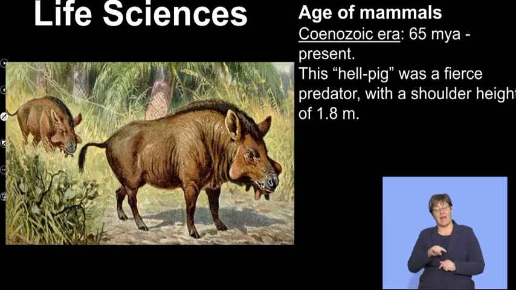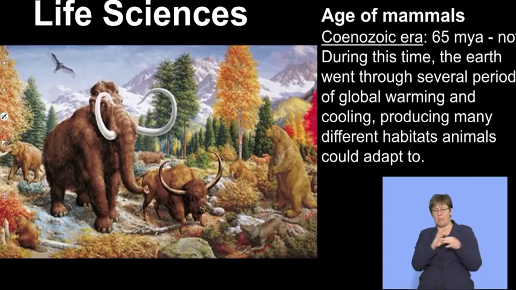Another very interesting one is called the hell pig. And from shoulder to floor, it was 1.8 meters, the size of a grown man. And just look at those teeth. Okay, no wonder they called it a hell pig. It was a vicious predator, but interestingly enough, though it looks like a pig, it's not related to the pigs which occur today.